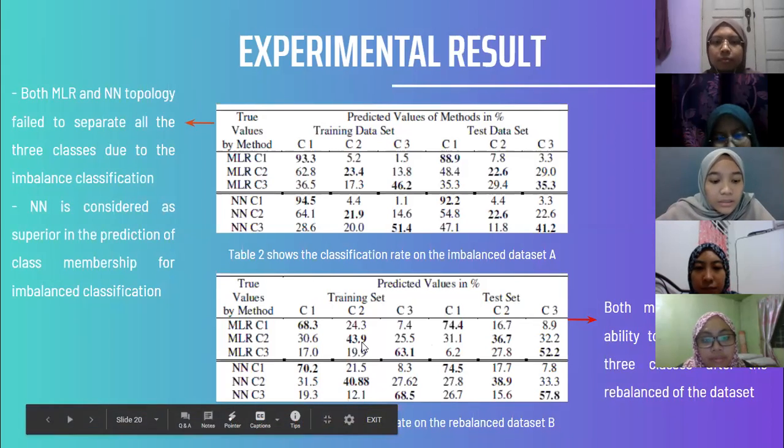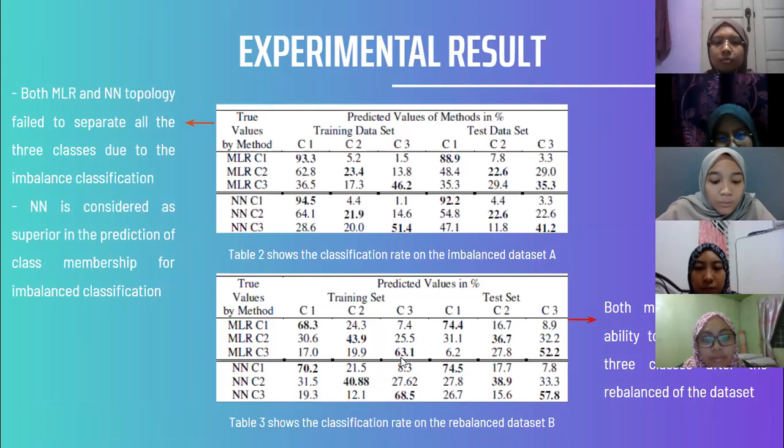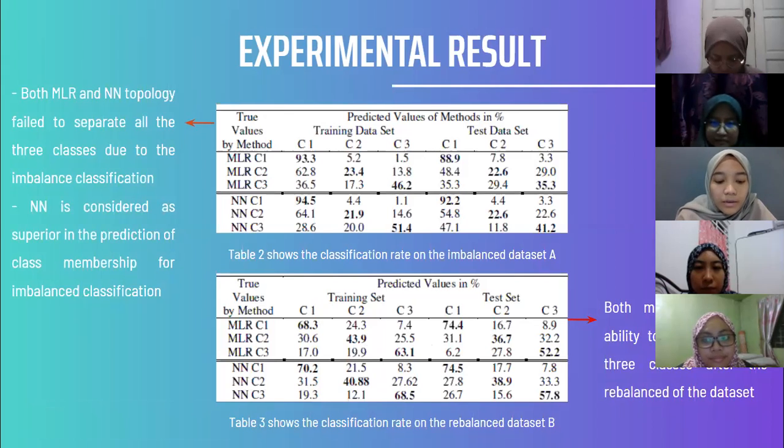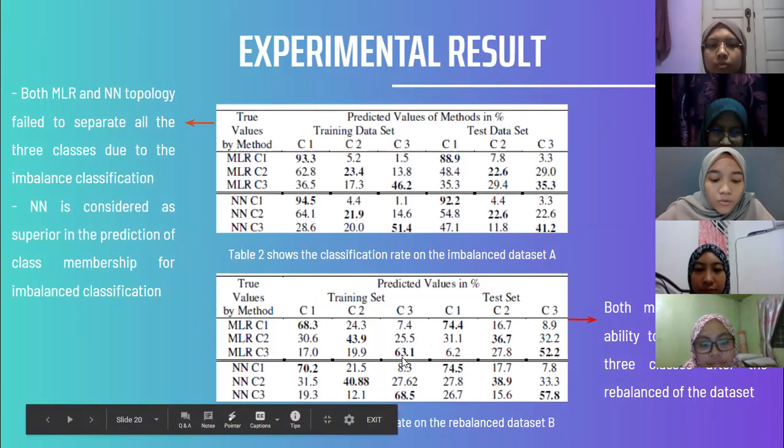From this table, dataset B was rebalanced to increase the predictive accuracy. Both methods show the ability to separate all three classes after the rebalance of the dataset. The accuracy of the MNR increased from 48.9% to 54.4% MCR, showing a valid and reliable prediction of all three classes, significantly larger than 33.3% by chance. And NN also showed the improvement in the separation of all classes from 52.1% to 57.57% MCR.